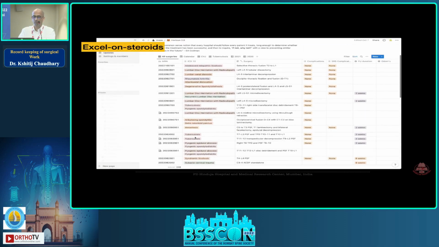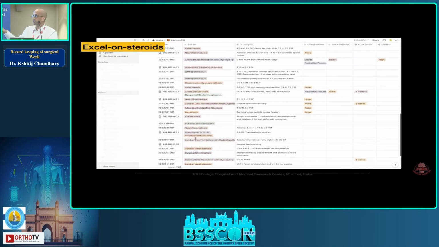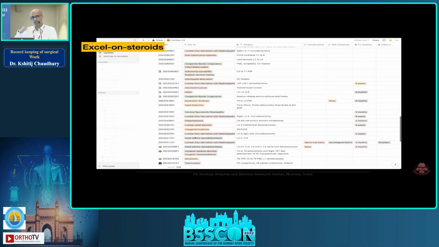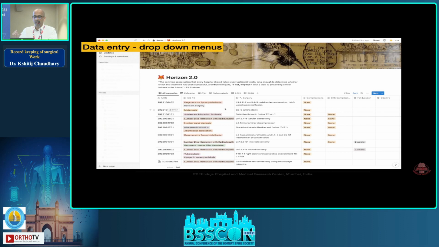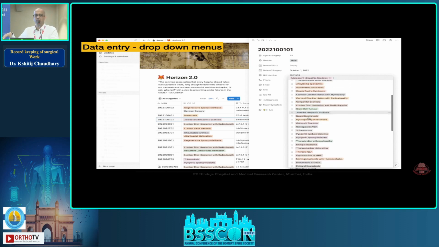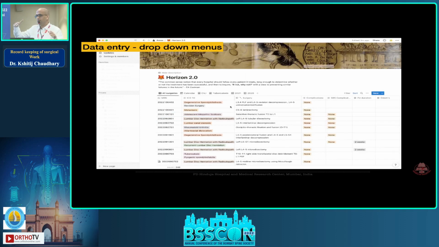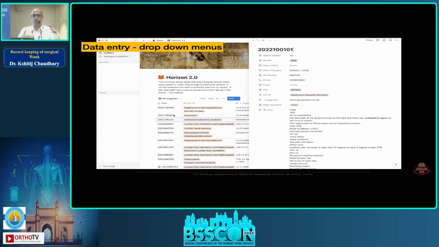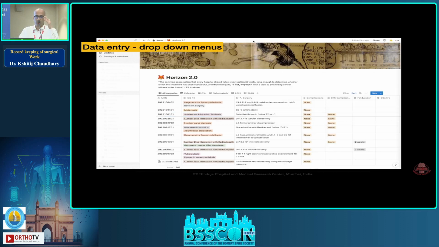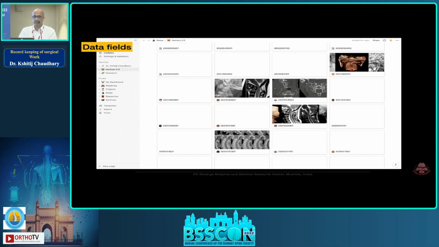It's a free software, so it's like Excel on steroids. This is like a spreadsheet, and you can store your data on it. But more importantly, every row can pop up like this drop-down menu. If you populate them with your own ICD-10 codes or diagnosis codes, you can quickly pick out the diagnosis or whatever you want to store and enter the data.